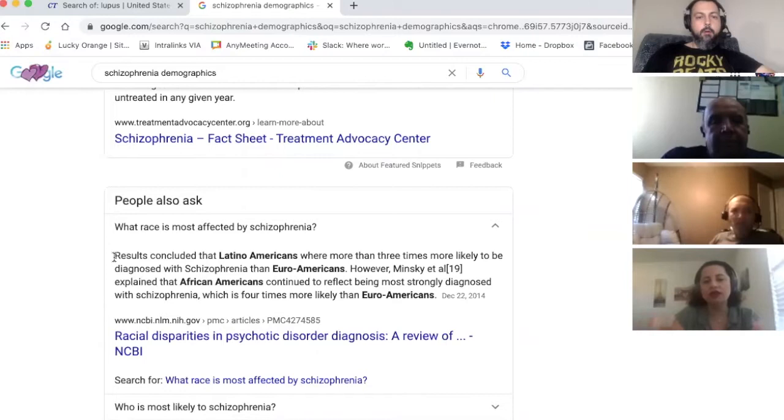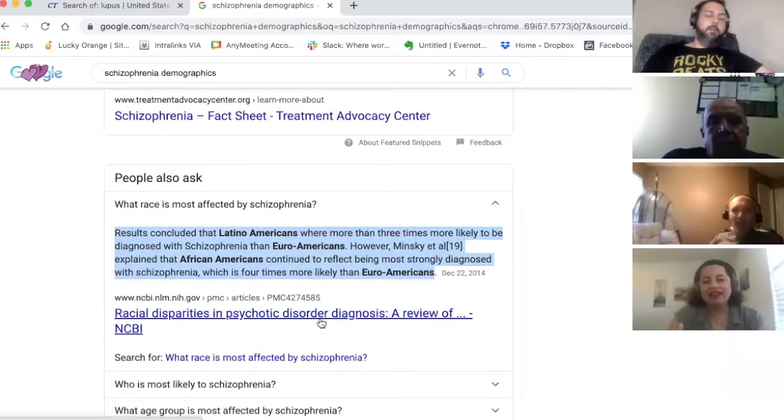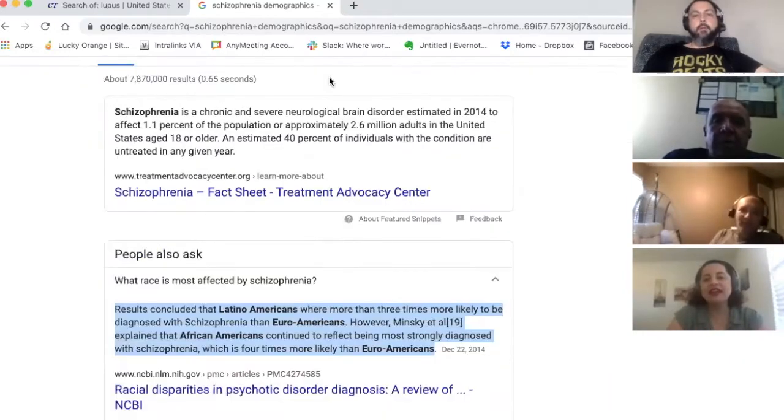then, wow, it says right here. I see that. That's amazing. I would have never guessed that. Latino Americans are the most affected race by schizophrenia, but African Americans continue to reflect being most strongly diagnosed, 4 times more likely than Euro Americans. And 3 times more for Latino Americans. So see, racial disparities. Yeah, that's exactly what we're talking about.